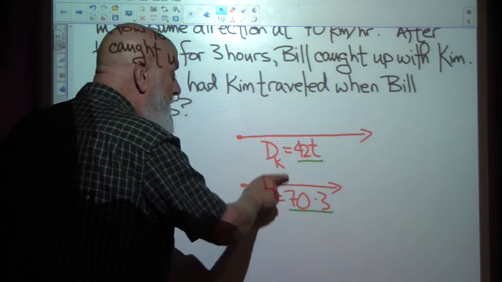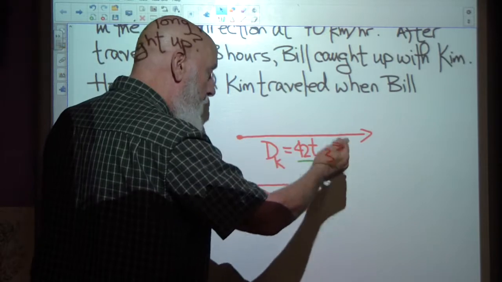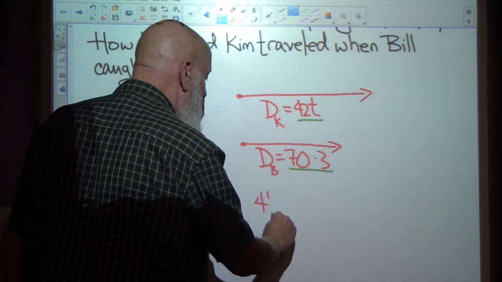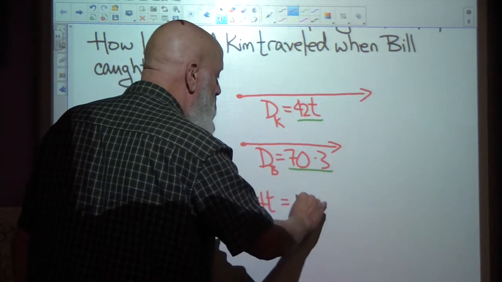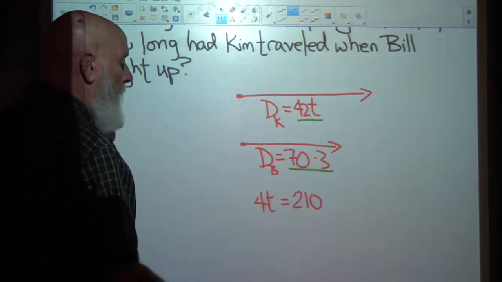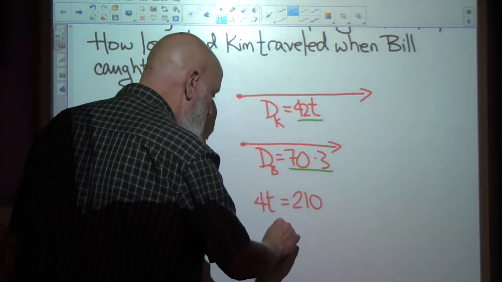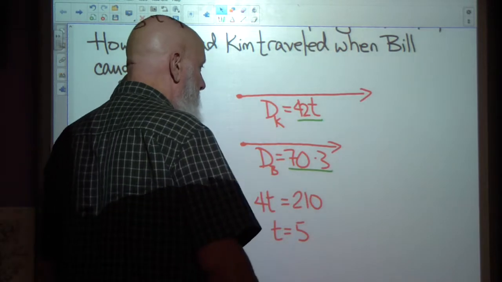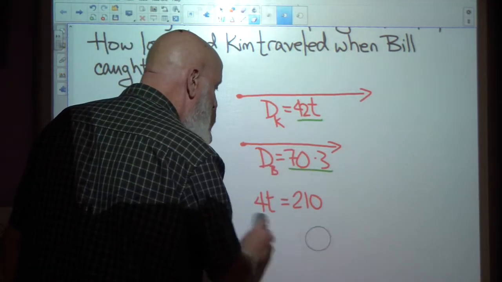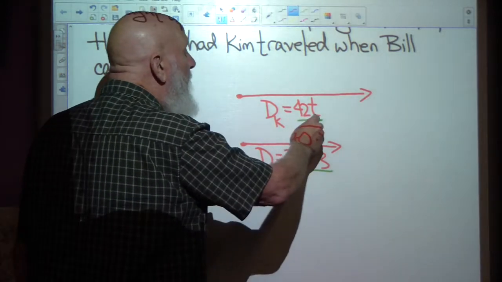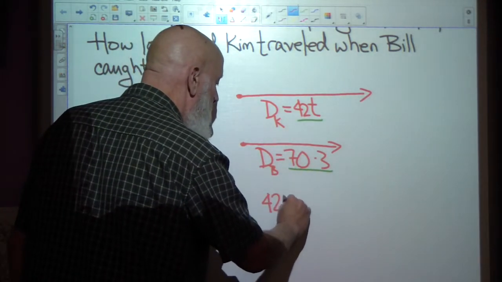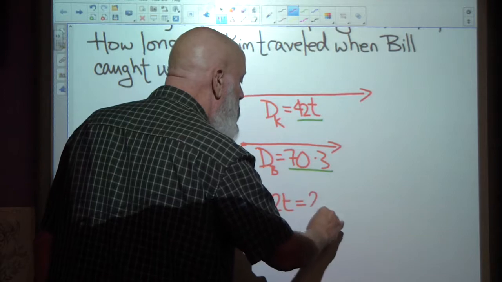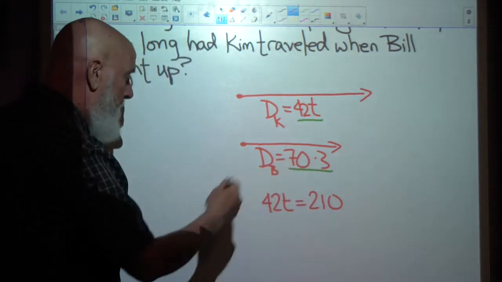And I say, these two have to be equal because when Bill catches Kim, they've traveled the same distance. So I will take 42T, set it equal to 70 times 3, which is 210. Got a very simple equation here. I'm going to divide both sides by 4, and T will equal 5, whatever that is. Oh, that's 42T, my bad. I didn't bring it down correctly. So 42T is equal to, that's this distance. The distance that Bill traveled would be 210. They have to be equal to each other because when he caught up, they traveled the same distance.